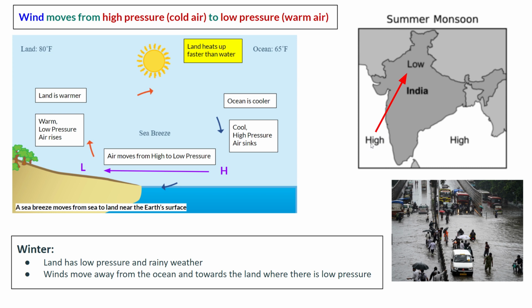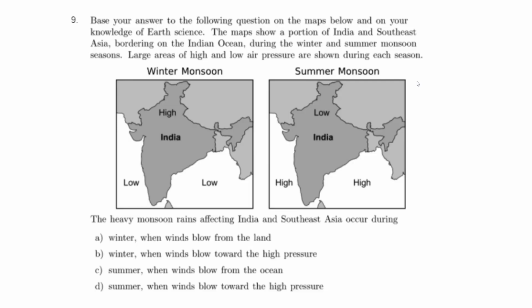But remember, this is the ocean, right? The winds will take moisture from the ocean and bring it all the way to the land in India, and this is exactly how monsoons form. Remember, in low pressure areas, the air rises. And when the air rises, it's really easy to form clouds and rain and storms. And that's why seasonally, India has summer monsoons. This happens in the summer because air is moving from the ocean towards the land, which has low pressure. And they have lots of flooding, lots of rain. Winds move away from the ocean and towards the land that has low pressure.